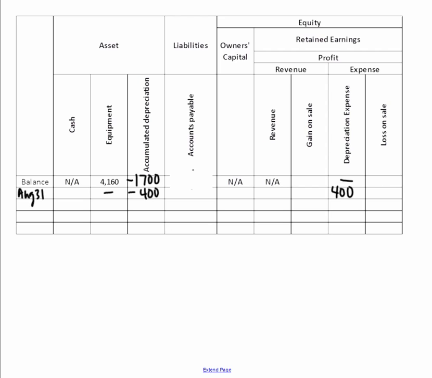Then over here, we're going to do $400 positive. We know why it's positive. It's going to move up to the expense, and expenses result in a negative impact on profit and a negative impact on retained earnings. Okay, so let's look at the balance. I've got my equipment, $4,160. I have my accumulated depreciation of $2,100 negative. And then over here, I have $400 sitting in my expense account.